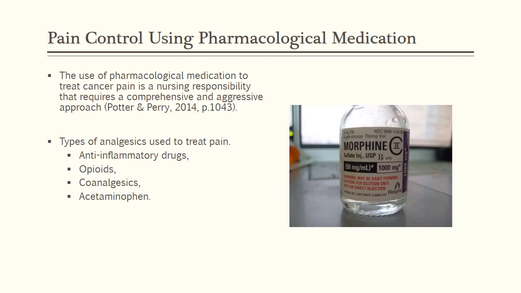So, pain control using pharmacological medication. The use of pharmacological medications to treat cancer pain is a nursing responsibility that requires a comprehensive and aggressive approach. The types of analgesics used to treat pain include anti-inflammatory drugs, opioids, co-analgesics, and acetaminophen.